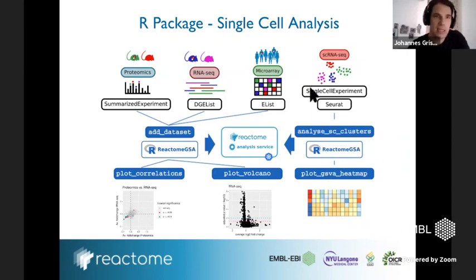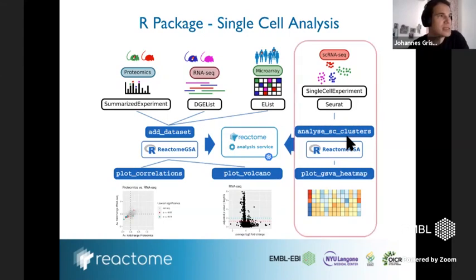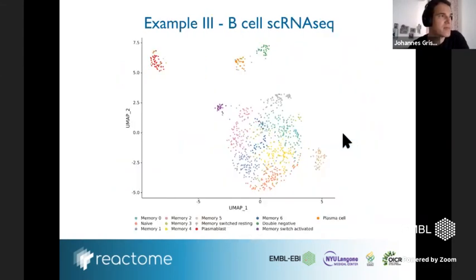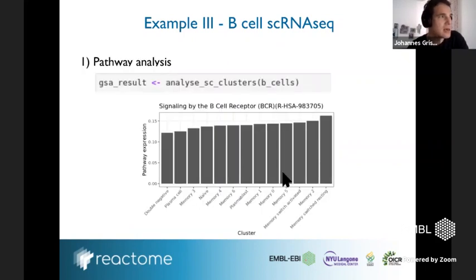Finally, the ReactomeGSA R package has this neat function to also analyze single cell data. We support SingleCellExperiment and Seurat objects directly. Just say analyze sc clusters. It's one command, it does everything. What it does is it works from the cell clusters. So here again, I'm B cell focused because that's my research interest. There are different types of B cells, I don't know what they are. So I can now just run this, analyze sc clusters.